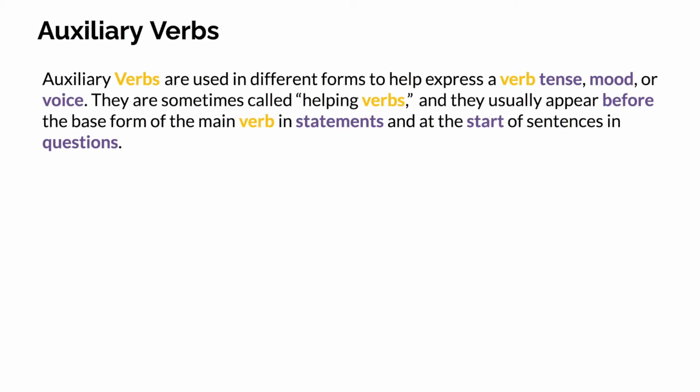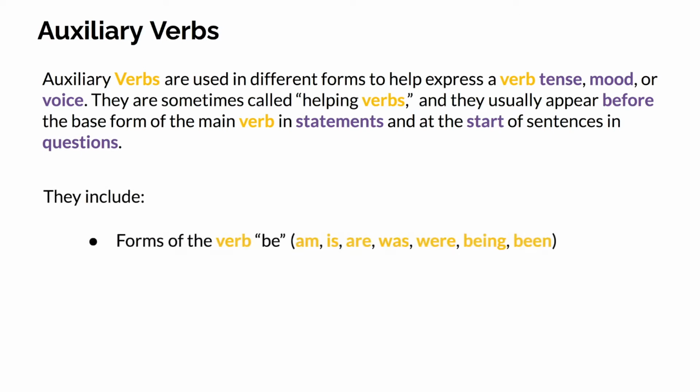Auxiliary verbs. Auxiliary verbs are used in different forms to help express a verb tense, mood, or voice. They are sometimes called helping verbs, and they usually appear before the base form of the main verb in statements and at the start of sentences in questions. They include forms of the verb be, such as am, is, are, was, were, being, been.